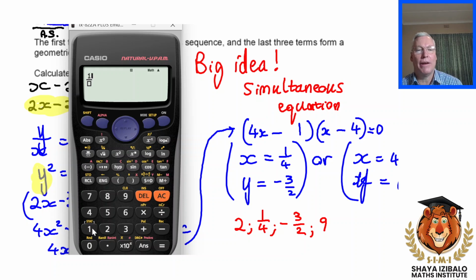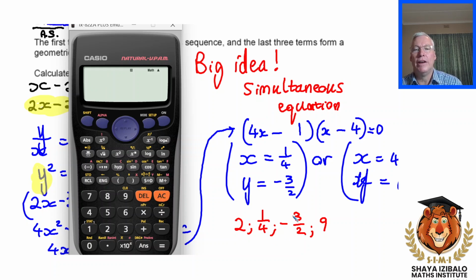So the second term minus the first term. I'm trying to check if these first 3 are in arithmetic. Okay, quarter minus 2. We get negative 7 over 4. Let's try taking this one minus this one, to see if we still get negative 7 over 4. So negative 3 over 2 minus a quarter, and we get the same. So those 3 are in arithmetic sequence.